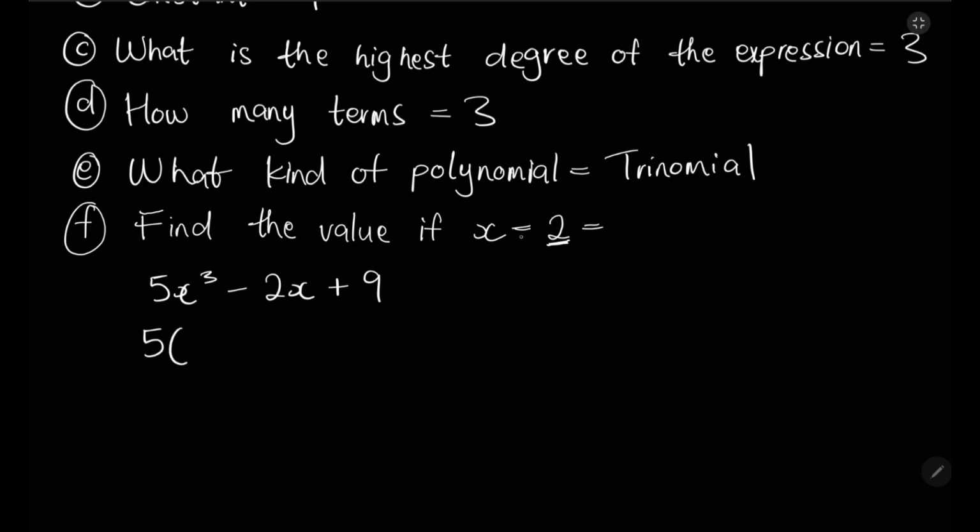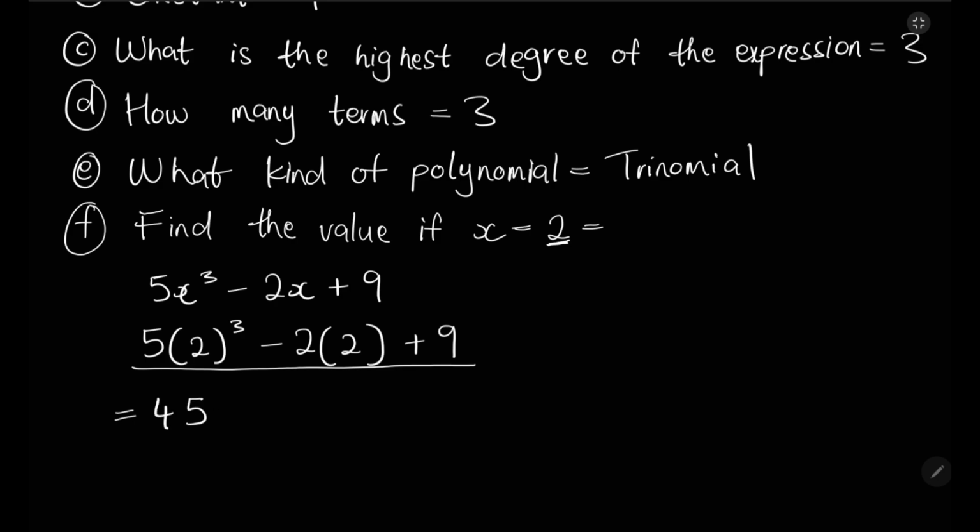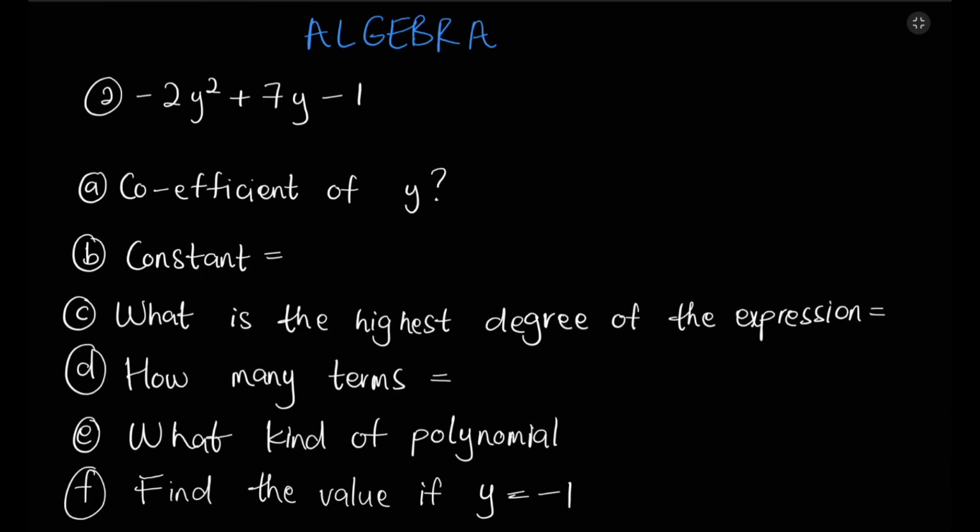5x if x is equal to 2. So you substitute 2 to the power 3 minus 2x. Let's substitute 2 plus 9. When you punch this in your calculator, your answer will be 45. Number 2, we have negative 2y to the power 2 plus 7y minus 1.